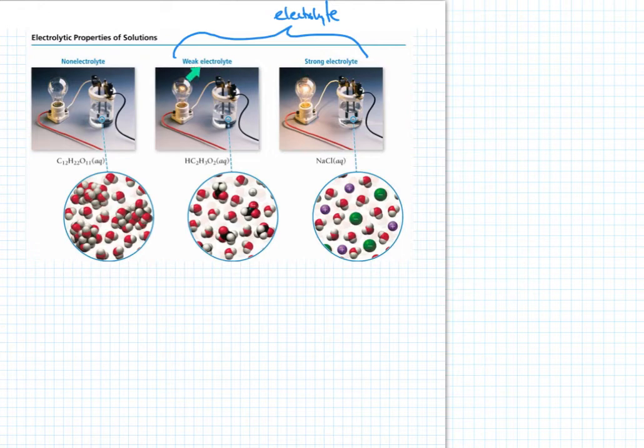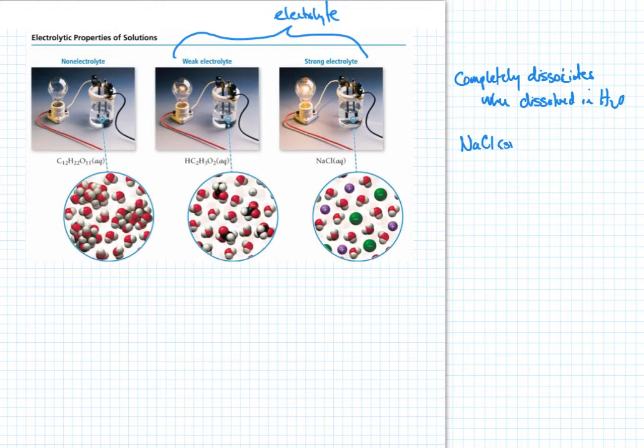What do we mean by strong electrolyte and weak electrolyte? A strong electrolyte is caused by a solute which completely dissociates when dissolved in water. So if we have some solute that dissolves in water and it completely dissociates, like sodium chloride solid, if we put that in water, it will completely dissociate into Na+ ions and Cl- ions. If we have a case where it completely dissociates, we call that a strong electrolyte.